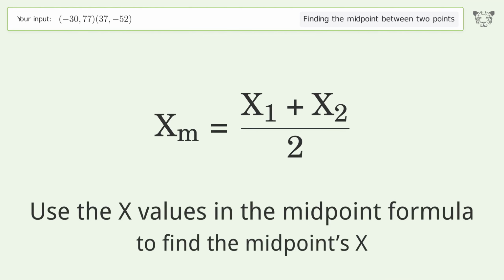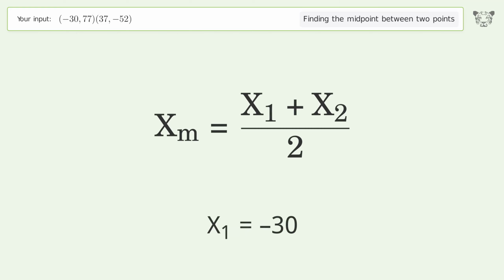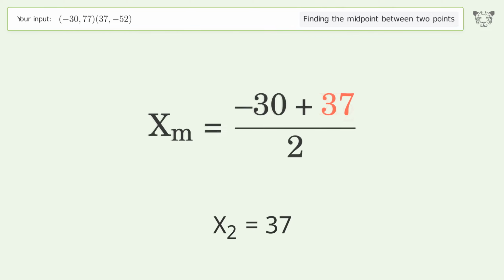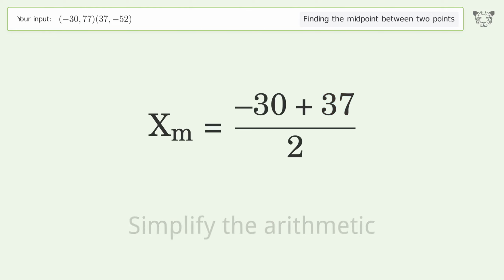Use the x values in the midpoint formula to find the midpoint's x. x1 equals -30. x2 equals 37. Simplify the arithmetic.